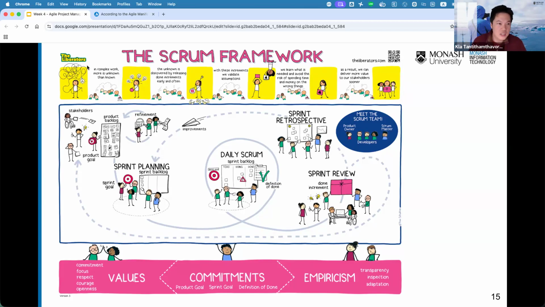Let's take a look at one by one here. First, this is what happens in the real world. In the complex world, more is unknown than known. For example, as a customer, they want the payment gateway to pay something when shopping online. This is what is known. They want the payment gateway, payment channel, that kind of thing. But what is unknown? First, how to pay: Apple Pay, Bitcoin, what kind of payment option do we need to consider?